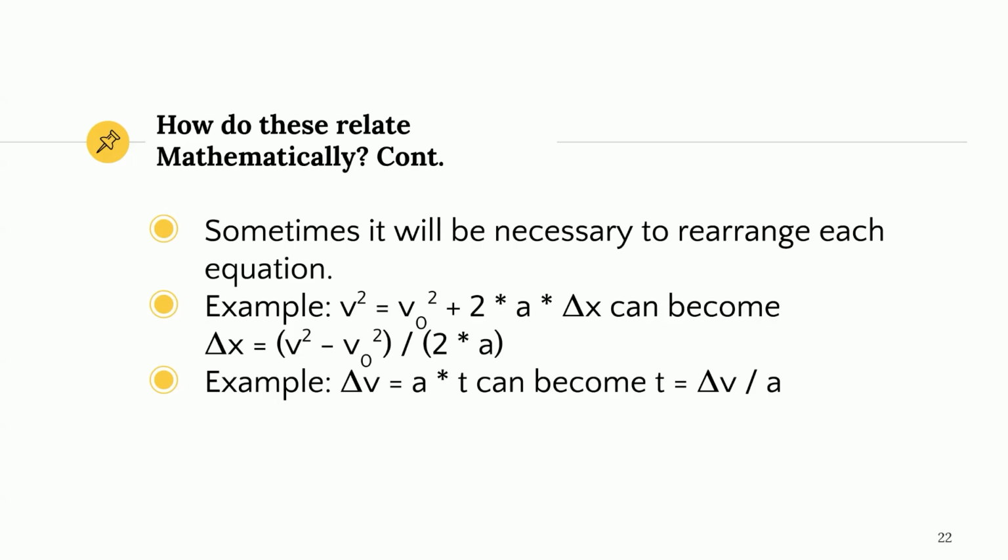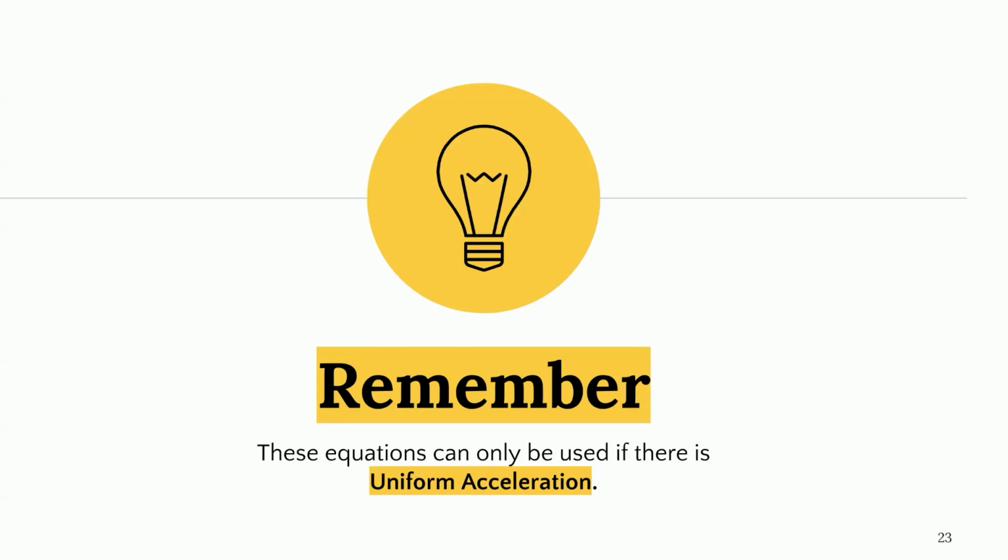This is why in lesson 1, I went over algebraic rearranging and manipulation, because it's so important for physics to be able to take any equation and just rearrange for any variable. An example here is delta v equals a times t can become t equals delta v divided by a. Remember, these equations can only be used if there is uniform acceleration. If it isn't under uniform acceleration, they will be wrong, and you'll be laughed at. So don't do that.